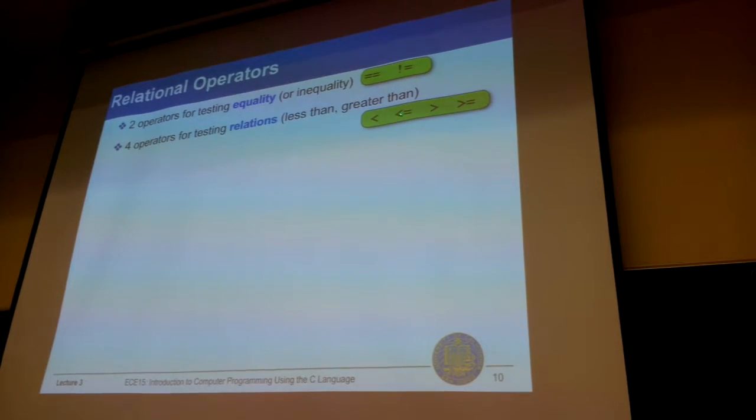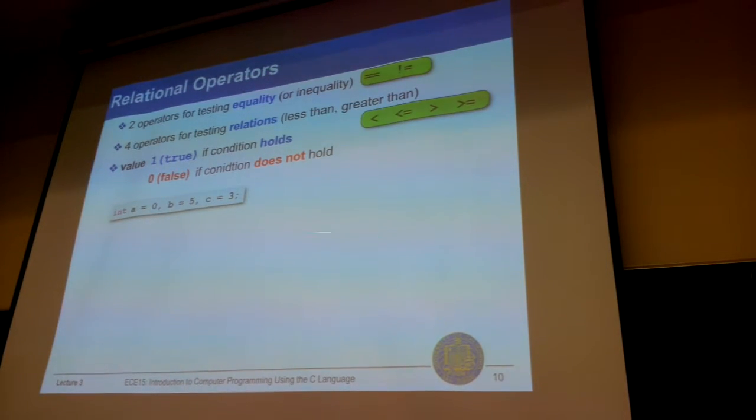Less than or equal to, greater than or equal to. And so the value of these expressions with the operator will be true if the condition holds, and false, obviously, if the condition doesn't hold. So let's look at a few examples.